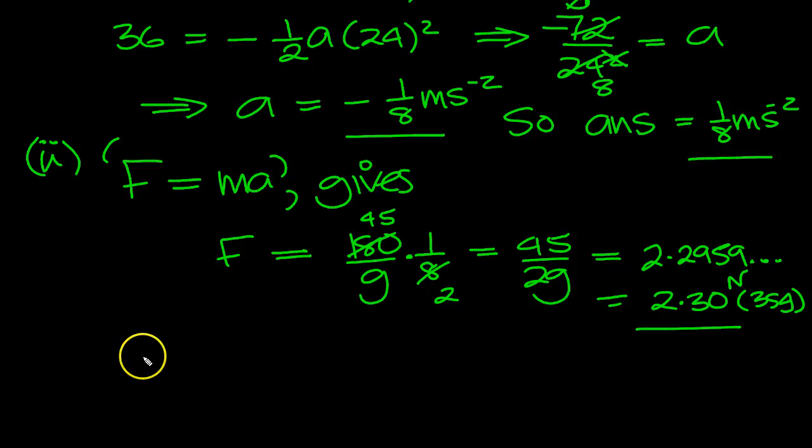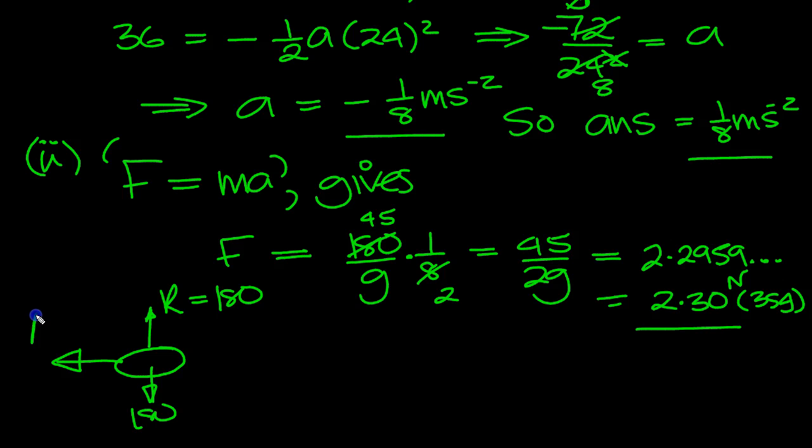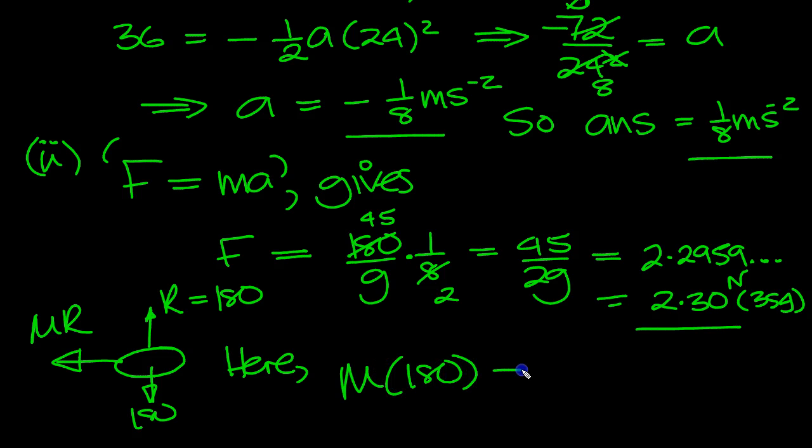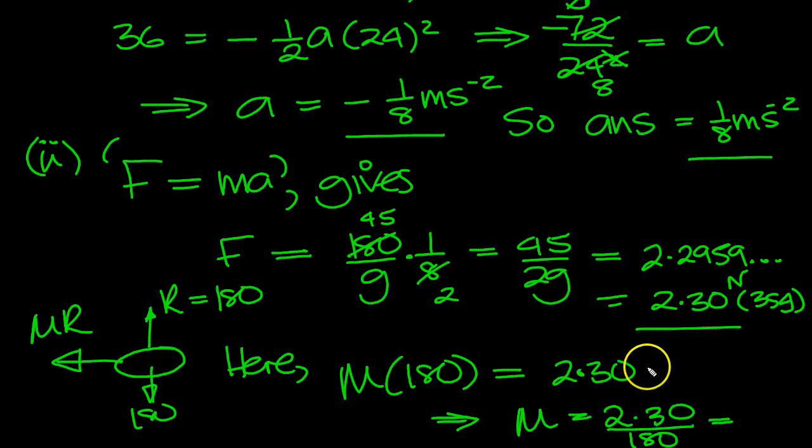So here we've got our weight, we've got our 180 newtons, so the reaction force going upwards must equal 180, mustn't it? Using F equals ma. This is mu R. So here, mu times 180 is equal to the force, 2.30, or 2.295. So mu is equal to 2.30 over 180. Now I've got that more accurate, haven't I?